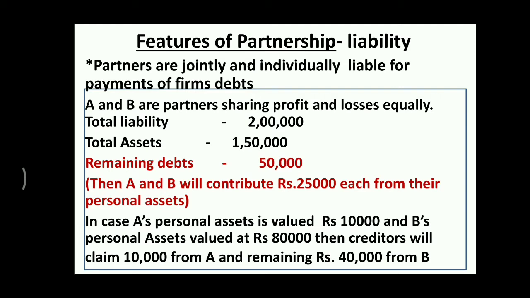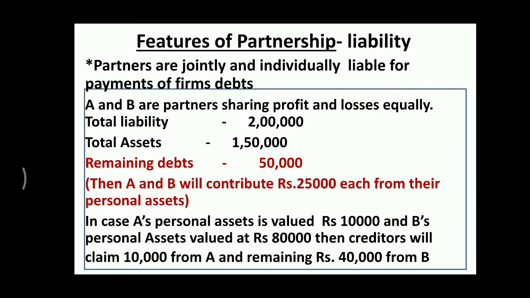If the business assets are not sufficient, jointly they have to contribute from their personal assets. But suppose A's personal assets are valued at rupees 10,000 and B's personal assets at rupees 80,000. Although A is supposed to contribute 25,000 and B 25,000, A's personal assets are valued at only rupees 10,000. In that case A will pay rupees 10,000 and the remaining amount, that is 40,000, will be recovered from B. That is known as jointly and individually.